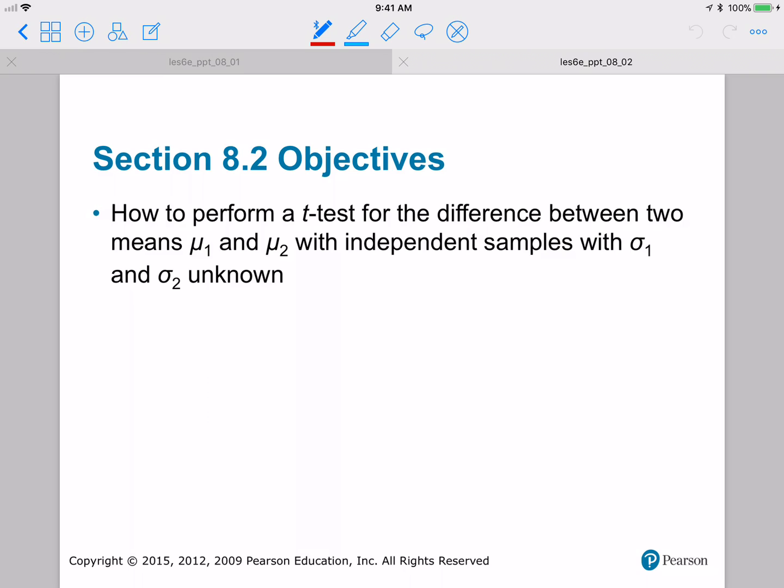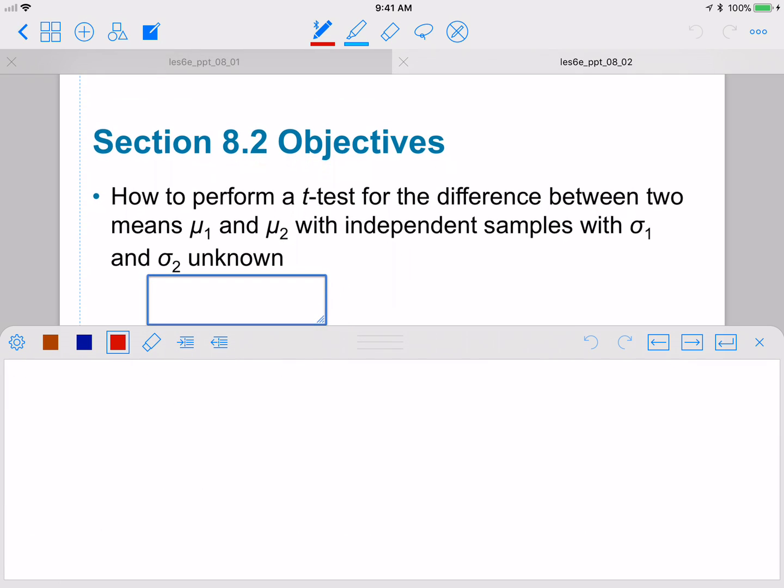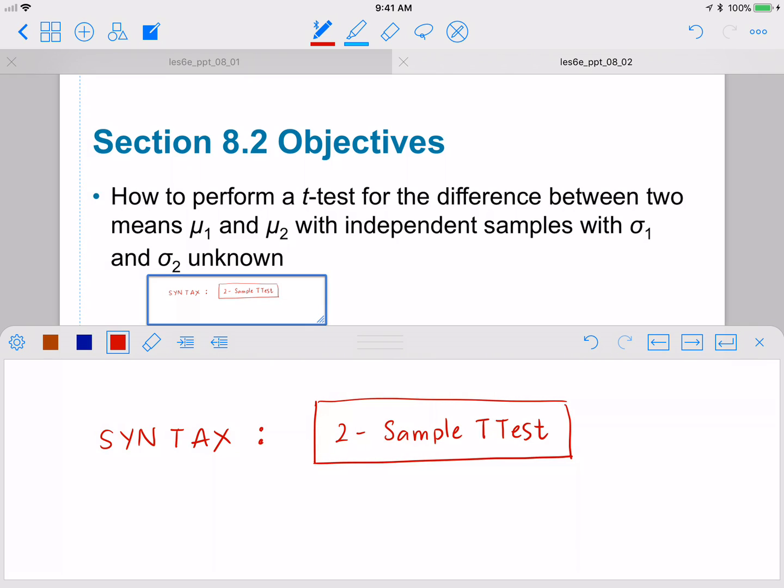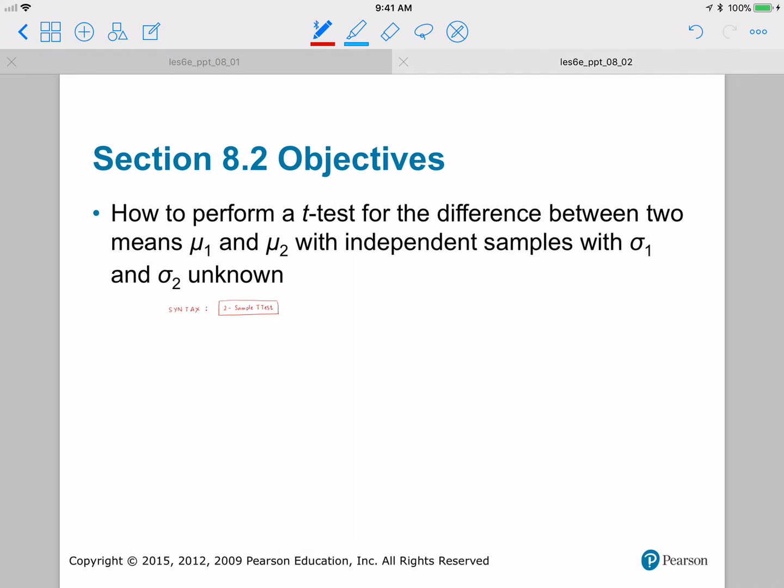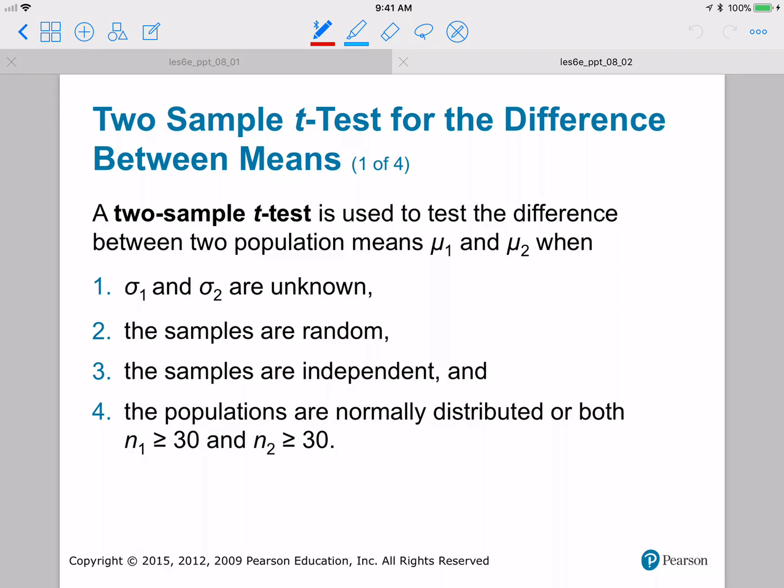So the syntax for this section is going to be two sample t-test. And instead of having sigma 1 and sigma 2, we will have S1 and S2, which are the sample standard deviations. All right, let's go.